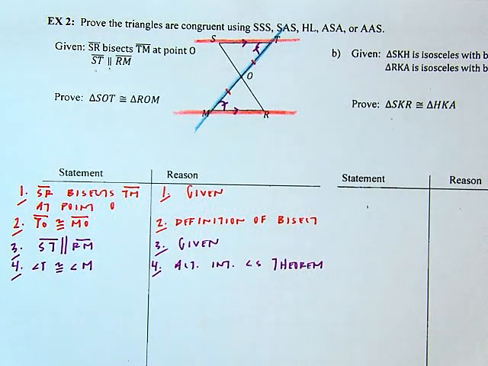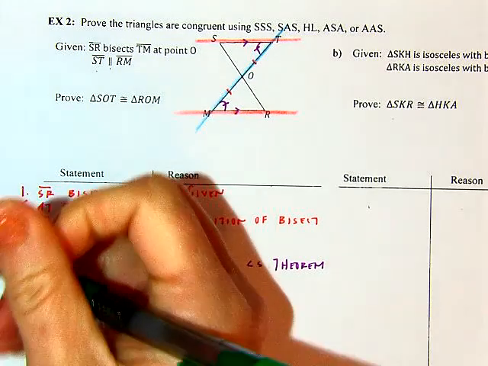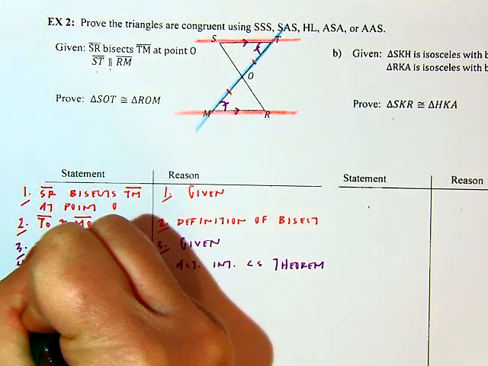Okay, from here I could go two places, right? My answers can vary. I don't have to do the same path as all of you. I could link up my other pair of alternate interior angles. That would be an option. I could also link up my vertical pair of angles. So again, we have choices here. I'm going to go vertical. But again, our answers can vary.